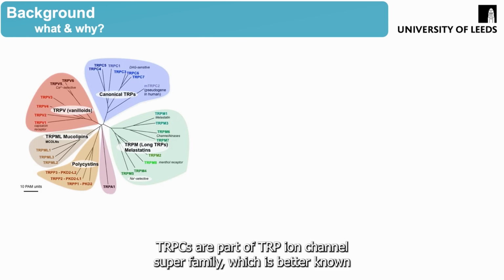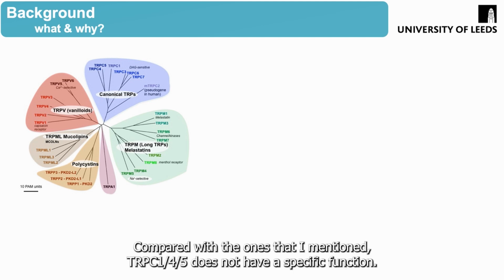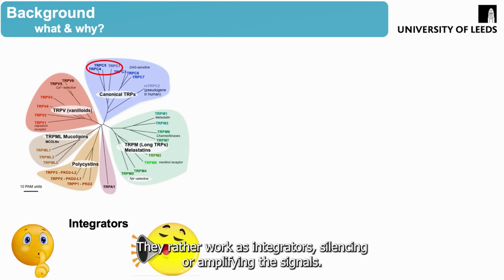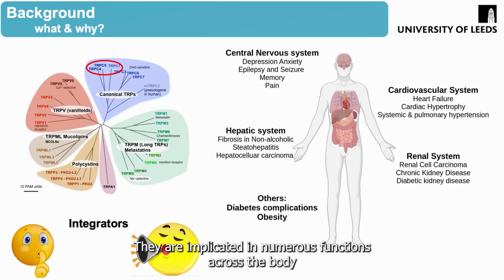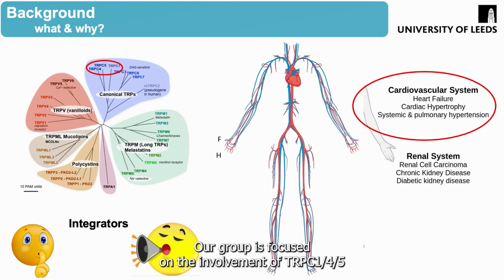TRPCs are part of the TRP ion channel superfamily, which is better known for the capsaicin receptor TRPV1 and the menthol receptor TRPM8. Compared with the ones that I mentioned, TRPC145 don't have a specific function. They rather work as integrators, silencing or amplifying signals. They are implicated in numerous functions across the body, and when they don't work properly, we start to develop numerous pathologies. Our group is focused on the involvement of TRPC145 in the pathology of the cardiovascular system.